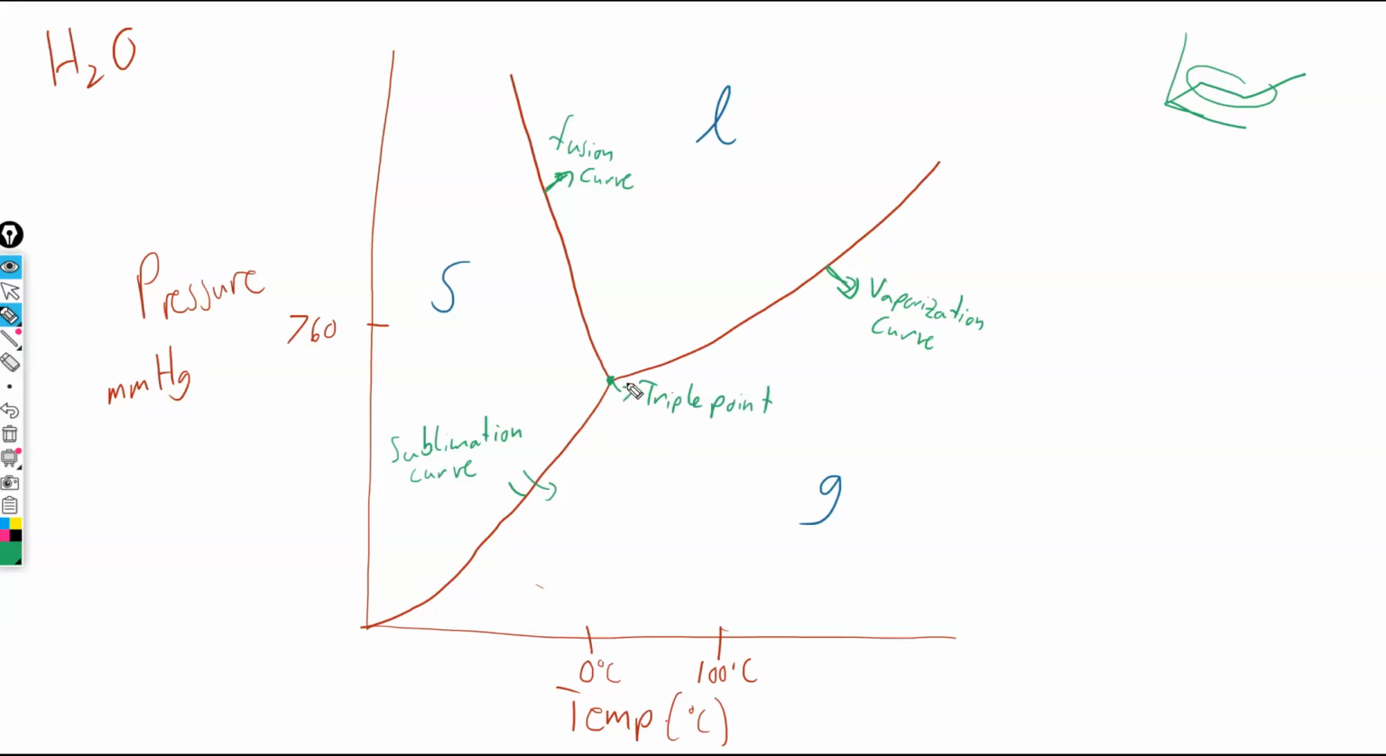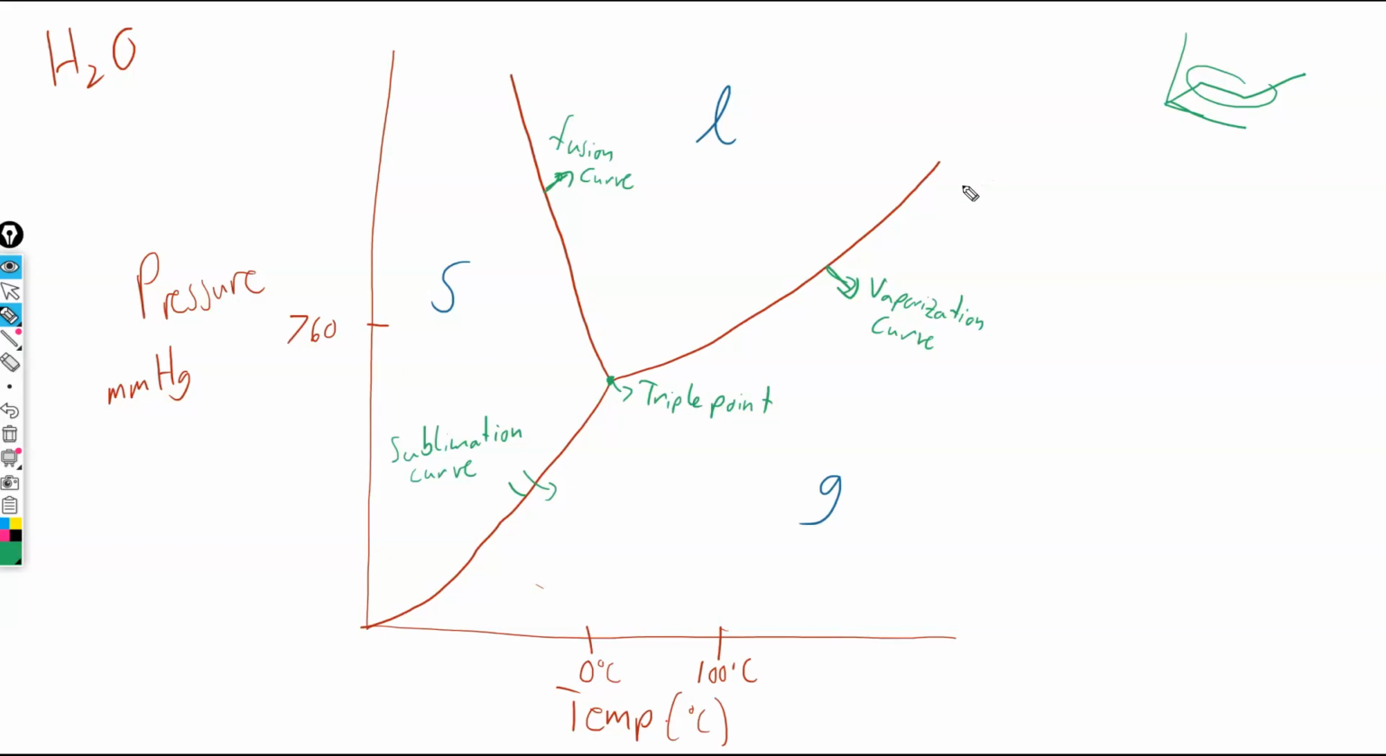And what this states, the triple point, okay, if all those lines are meeting at one single spot, that means those are the unique set of conditions that allows this substance to be in all three of those states at one time in equilibrium. So that means at this specific temperature, at this specific pressure, I can have H2O existing as a solid, liquid, and a gas at the same time. That's what the triple point means.